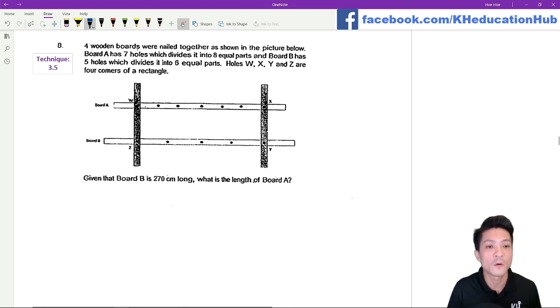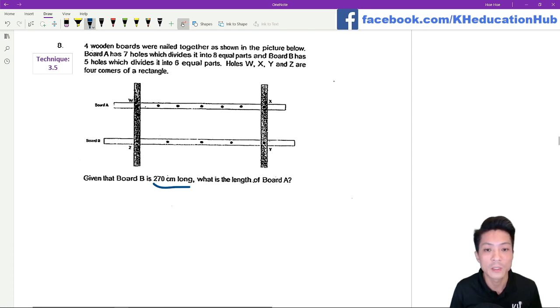Question 8. 4 wooden boards were nailed together as shown in the picture below. Board A has 7 holes, 1, 2, 3, 4, 5, 6, 7, which divides it into 8 equal parts. Board B has 5 holes, 1, 2, 3, 4, 5, which divides it into 6 equal parts. Holes W, X, Y, and Z are 4 corners of the rectangle. Given that board B is 270 cm long, what is the length of board A?